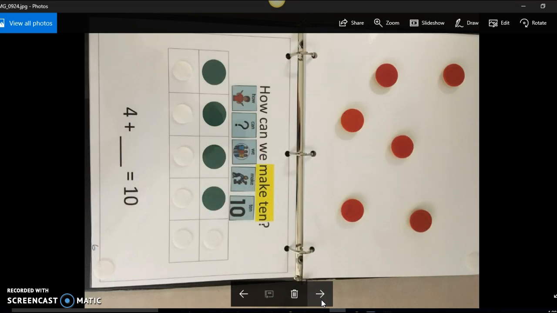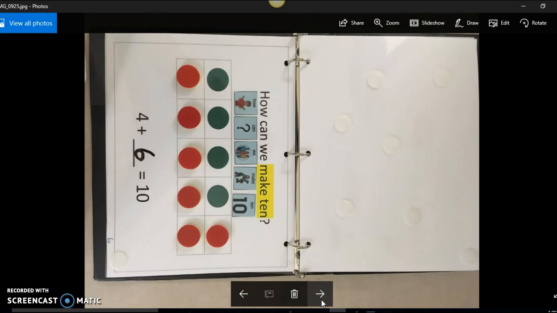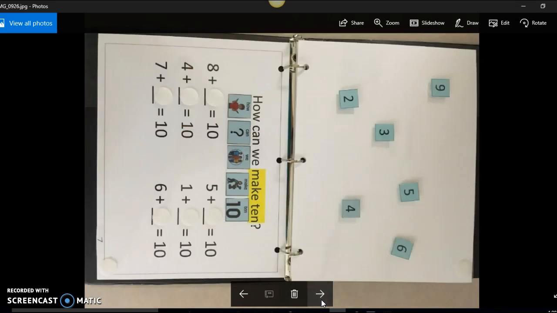And on this page, students are looking at a tens frame that already has 4 circles in it, and it's saying how can we make 10, or how many more do we need to make 10? So they use the counters. 4 plus 6 makes 10.